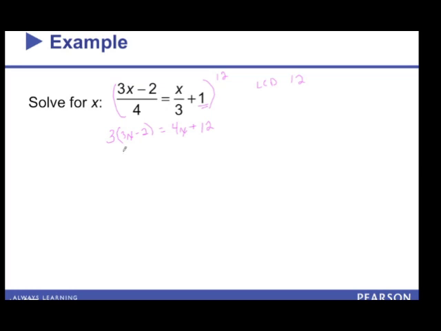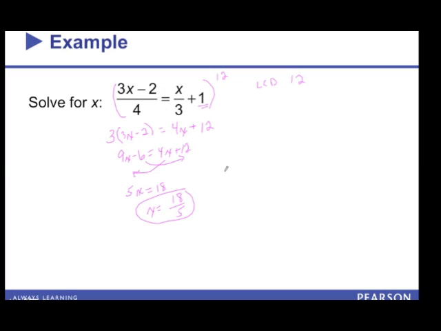Now I remove the parentheses. 9x minus 6 equals 4x plus 12. Getting the x terms on one side, I'll subtract 4x from each side and get 5x. Getting the constants on the other side, I'll add 6 to both sides and get 18. So x turns out to be 18/5. And that's my solution.